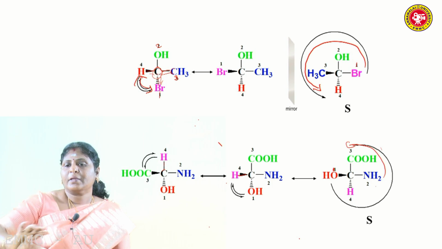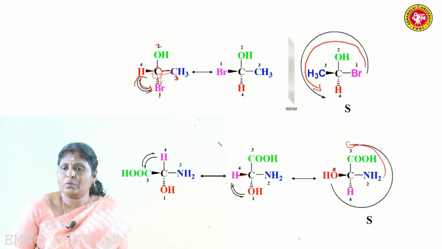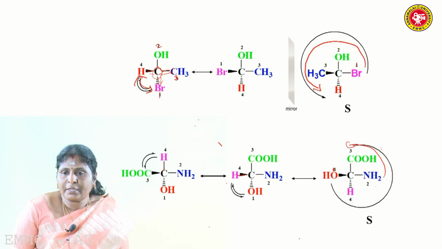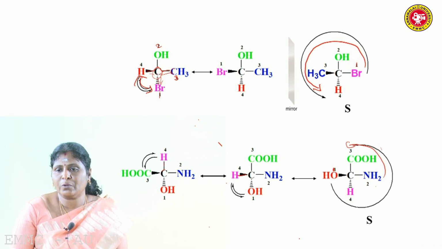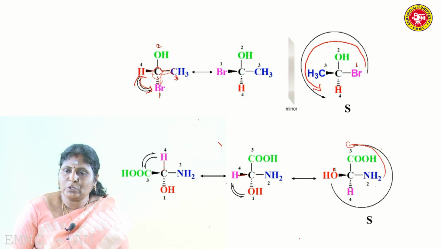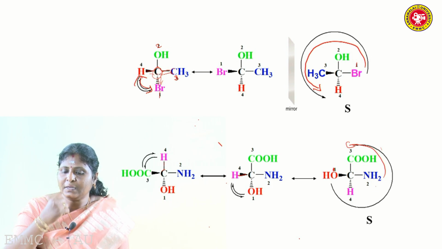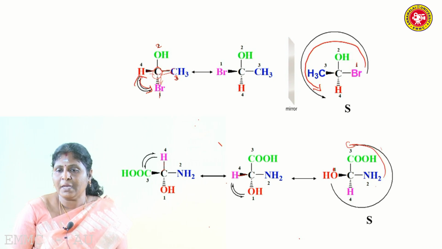So if you make only one interconversion, you have to take the mirror image to regain the original configuration. If you take two interconversions to bring the group of least priority to the bottom, there is no need to take the mirror image. At that time you can assign the configuration. Now the configuration of this compound is found to be S.